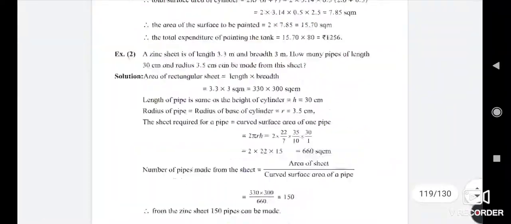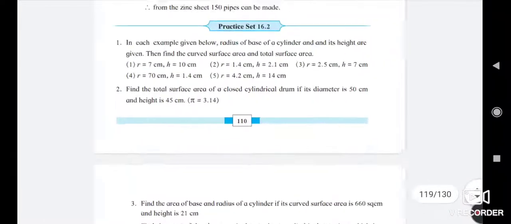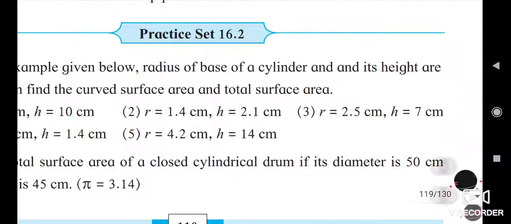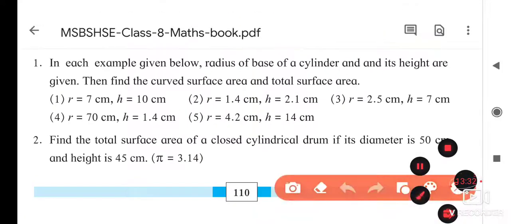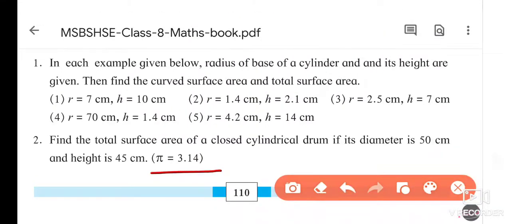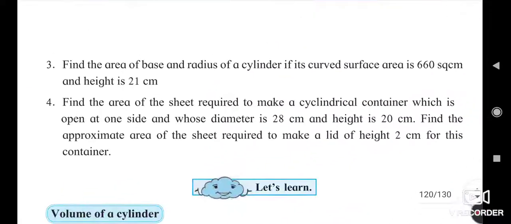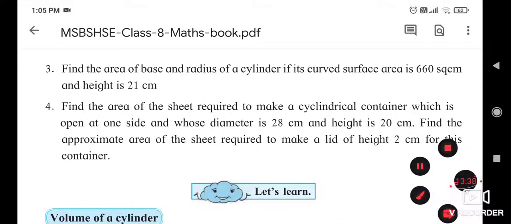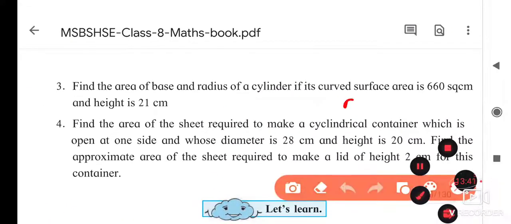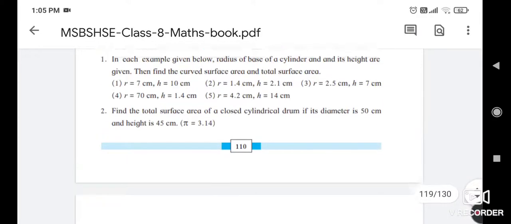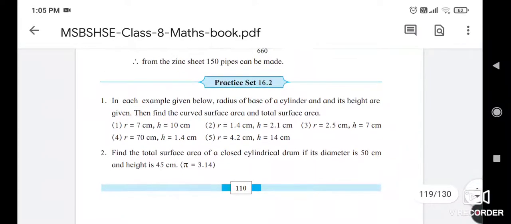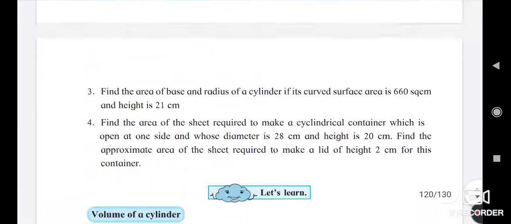Okay, so same like this, examples are given to us in our practice set 16.2. Just solve all of these. Wherever the value of pi is given, at that time we have to use the given value, and where the value is not given, just use pi is equal to 22/7 and solve the example. So today's homework is you have to solve practice set 16.2.